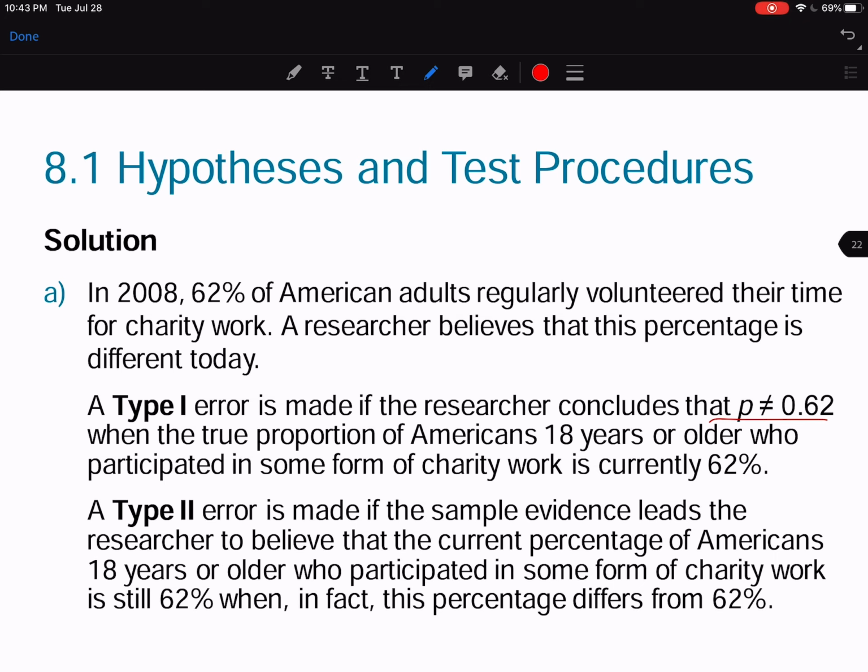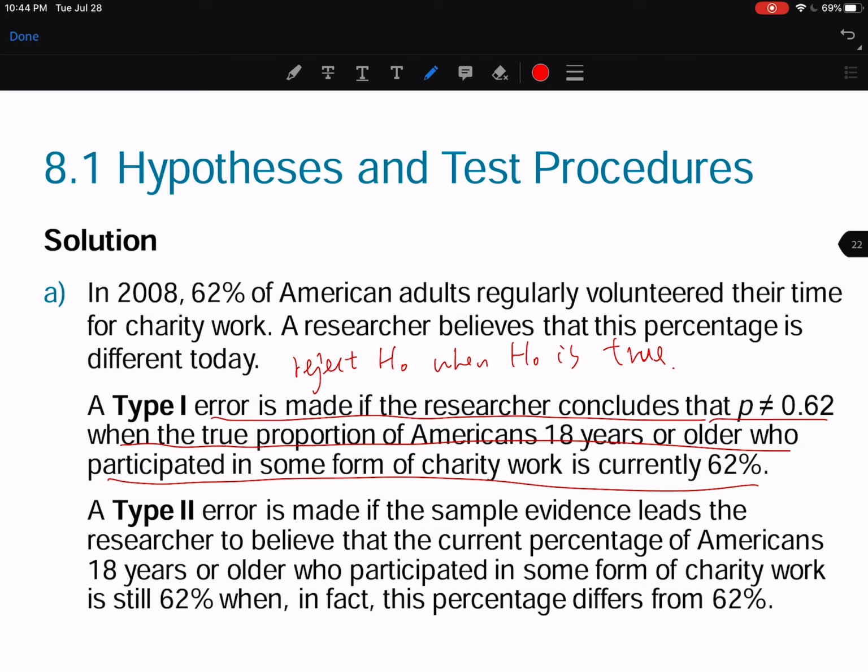So if the researcher concludes P is not equal to 0.62, that means reject H sub 0, right? They're rejecting the null hypothesis when H sub 0 is true. That's what it's doing here, okay? Because this part represents the null hypothesis being true, but this part over here represents rejecting the null hypothesis. That's why we're saying it is making a type 1 error.